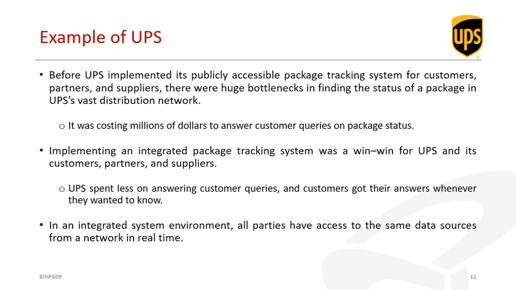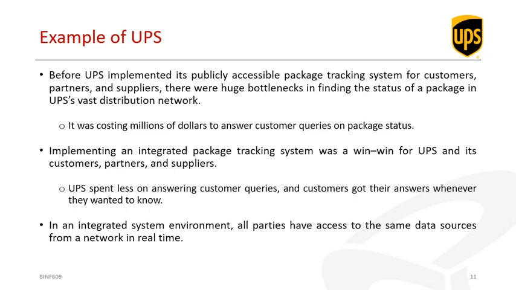Before UPS implemented its accessible package tracking system for customers, partners, and suppliers, there were huge bottlenecks in finding the status of a package in UPS' vast distribution network. It was costing UPS millions of dollars to answer customers' queries on package status. UPS implemented an integrated package tracking system as a win-win for UPS and its customers, partners, and suppliers, making UPS spend less on answering customer queries, and customers got their answers whenever they wanted to know.